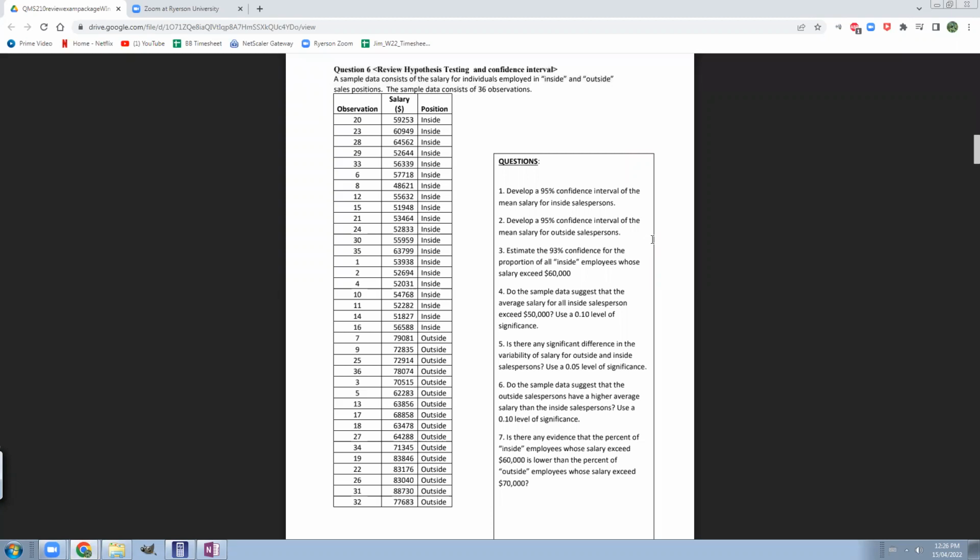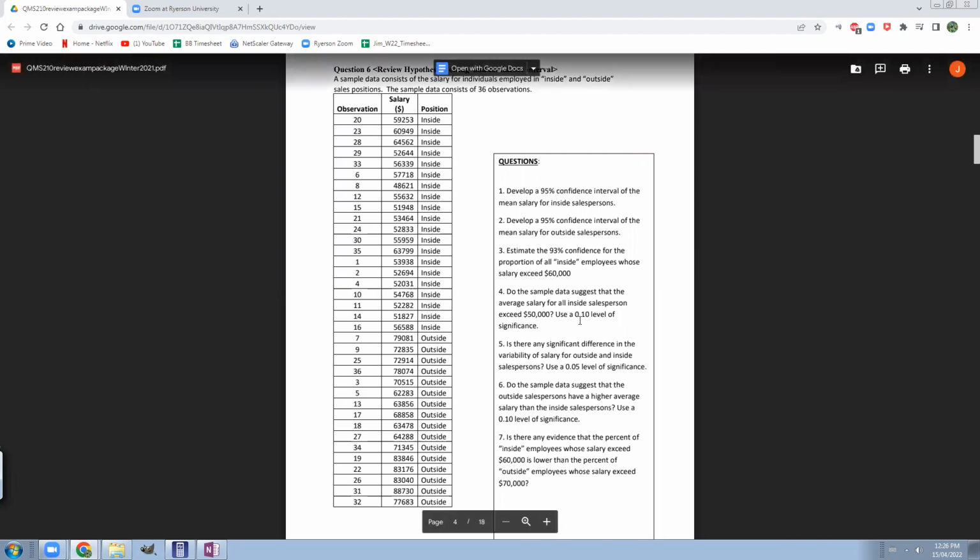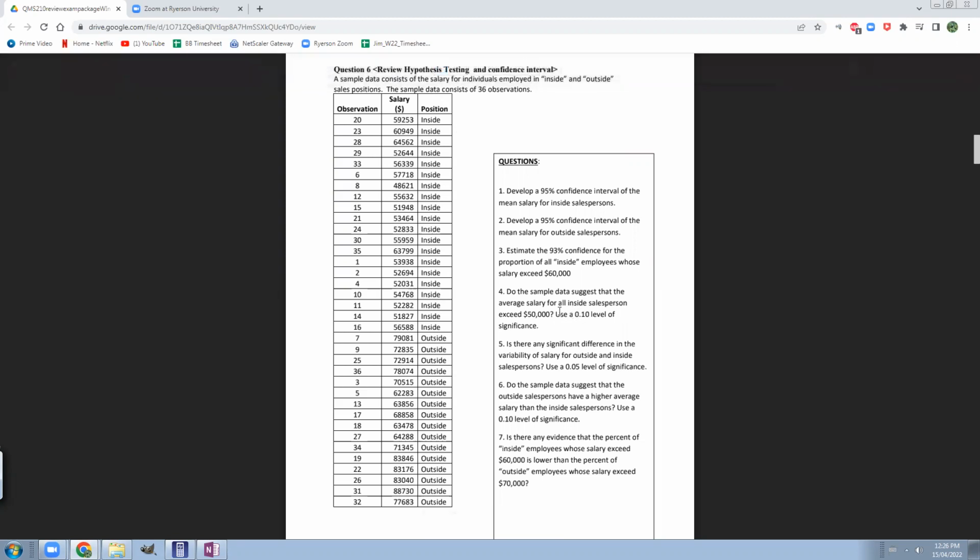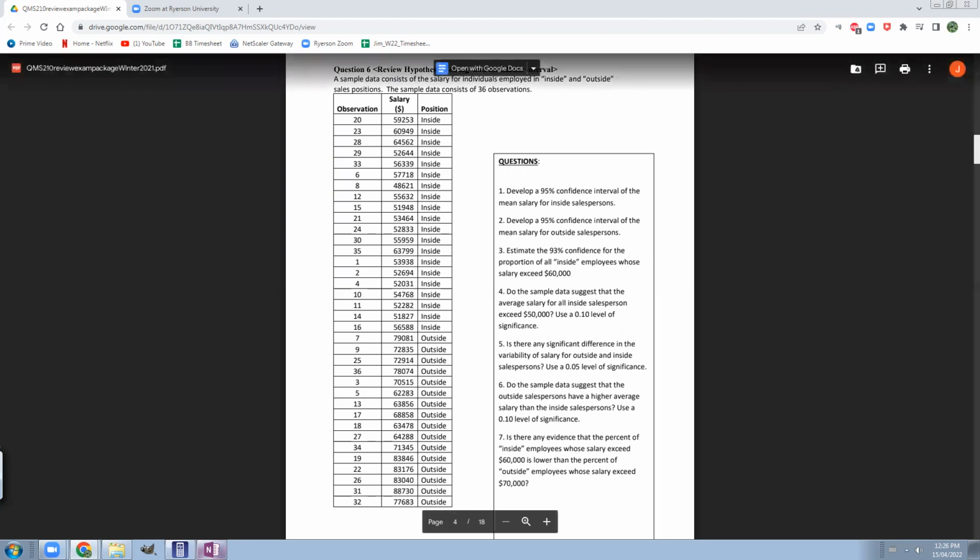Question 4. Do the sample data suggest that the average salary for all inside salespeople exceeds 50,000 using a 0.10 level of significance? Okay, so this is using the inside, so using list 2 again. We're going to write our hypotheses, that it exceeds 50,000 versus it does not exceed 50,000.